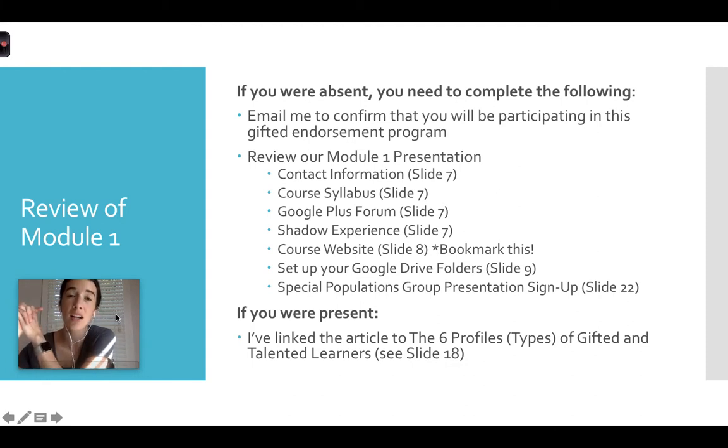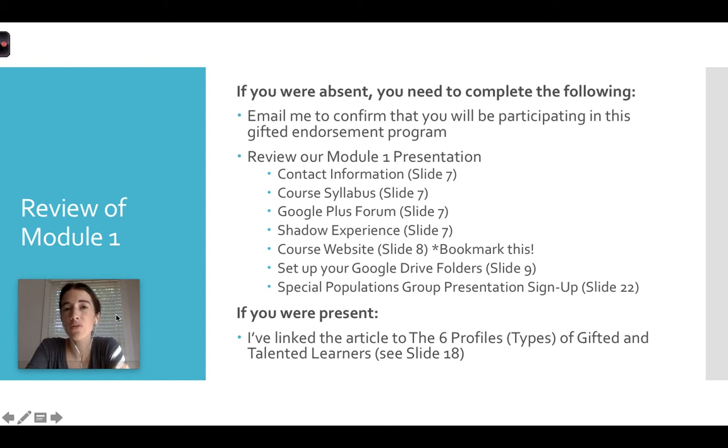Make sure you complete your contact information, review the course syllabus, and check out the Google Plus form where you're going to accept that invitation link on slide 7. For the shadow experience document, if you're an elementary school teacher, check out the elementary checklist. If you're a middle school or high school teacher, check out the secondary checklist. Those of you who are middle school teachers, you may choose to complete the elementary school checklist once you notice the differences there. The course website link is on slide 8, and I'm going to put it in the email that I send you, so that you can bookmark that.